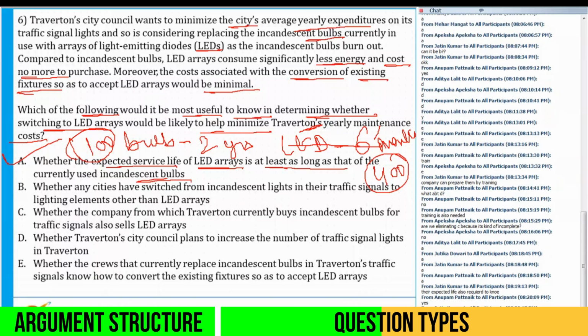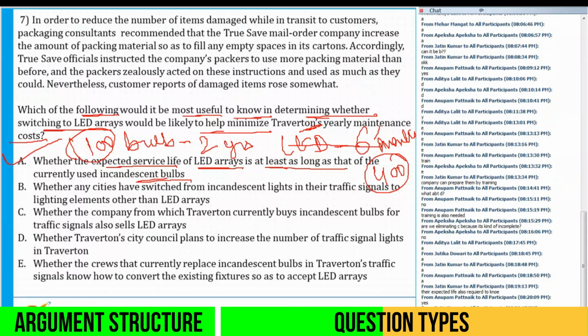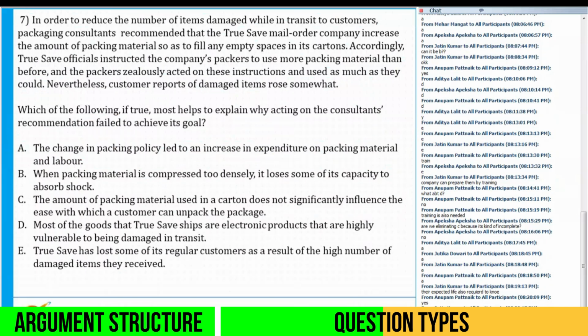Okay. Are you getting a hang of things? These are the kind of questions that you will normally face. They're all common sense. Okay, this also is a very common sense question.